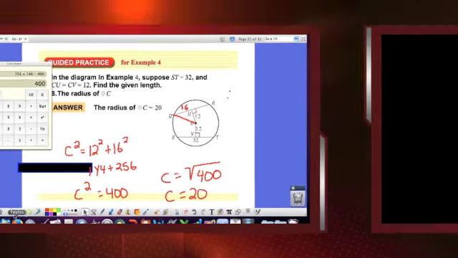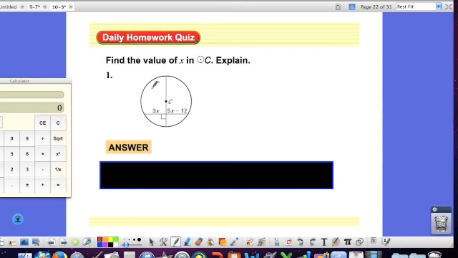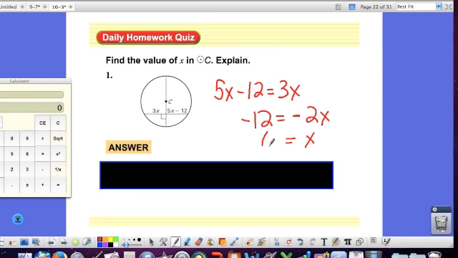Find the value of x in circle C. So this is the diameter. So 5x minus 12 is equal to 3x. If I subtracted 3x from both sides, I would get 0, so I'm going to subtract 5x. I get negative 12 is equal to negative 2x. So x is equal to 6.